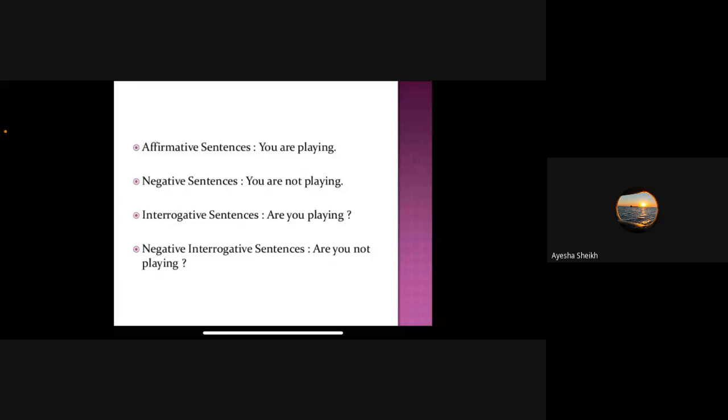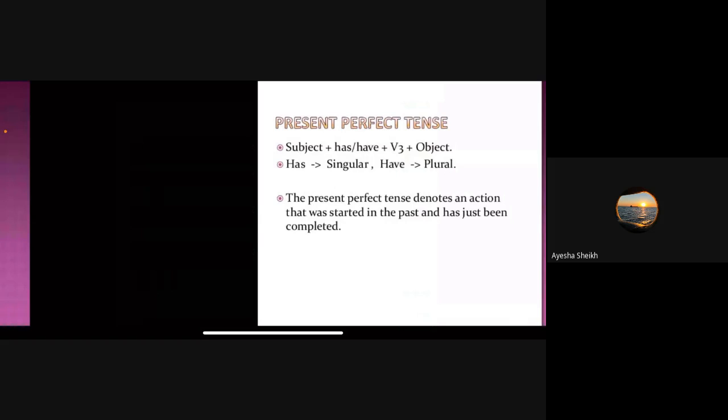Yes. Negative, just not is added. Then see interrogative. Are you playing? It starts with are. Negative. Are you not playing? Are you not doing? Are you not coming? That is all negative interrogative. Continue.